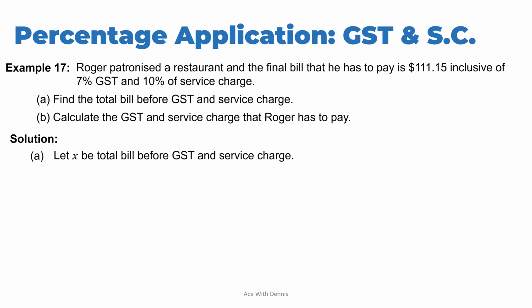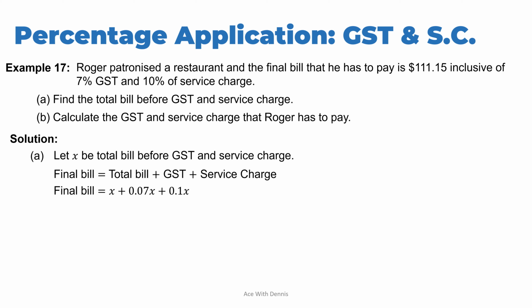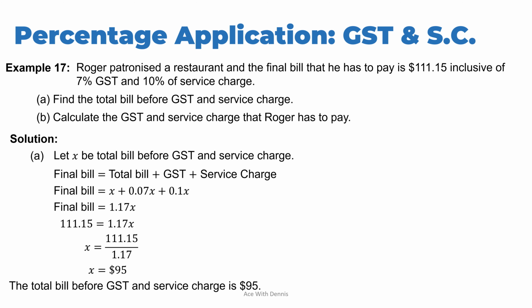Here is the solution. For A, let X be the total bill before GST and service charge. We know that the final bill equals the total bill plus GST plus service charge. Therefore, the equation is X plus 0.07X plus 0.1X, which is 1.17X. Now, we know that the final bill is $111.15, and we solve this equation. X equals 111.15 over 1.17, and X is $95. So the total bill before GST and service charge is $95.